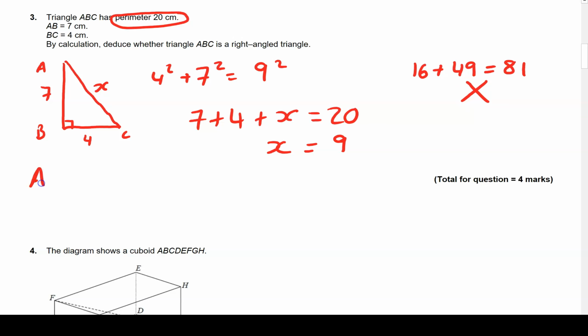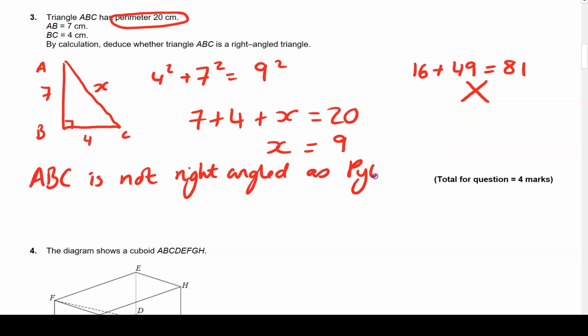So ABC is not right angled, as Pythagoras doesn't work. Alright, that's what they're aiming for.